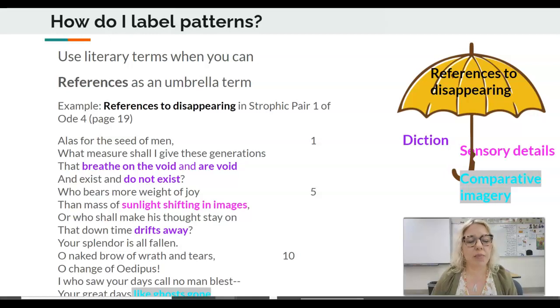And then by the end of this particular passage, your great days like ghosts gone. And there we have some comparative imagery, like ghosts gone, the comparison between his great days and ghosts that are disappearing. Okay, so we could call that large label references to disappearing, and then when we talk about each example, we'll get more specific in how we label it.